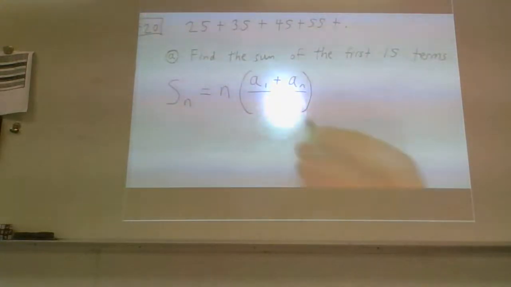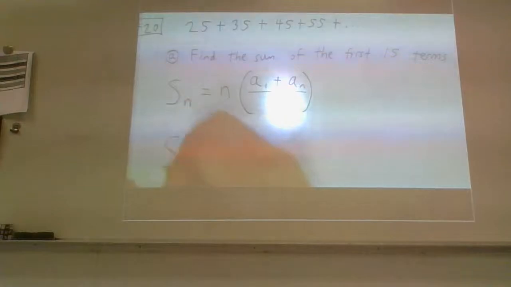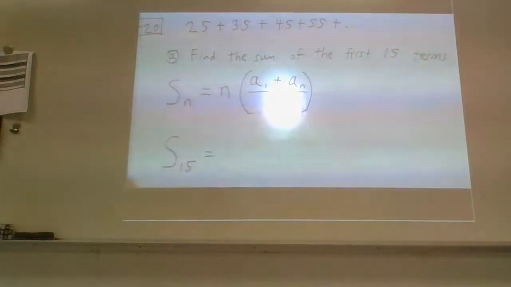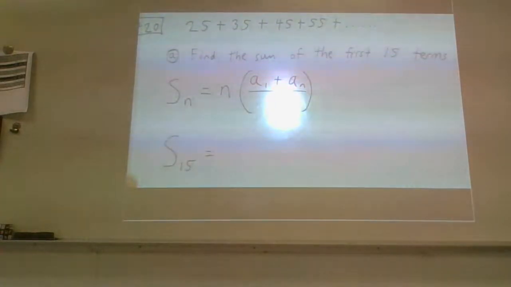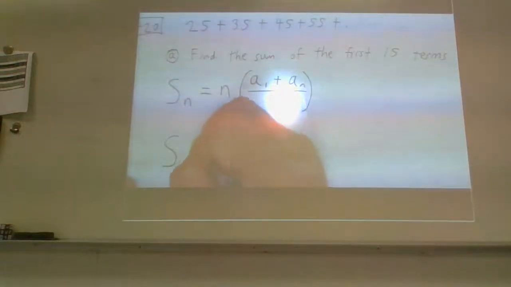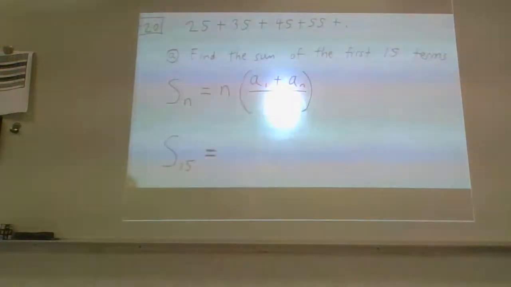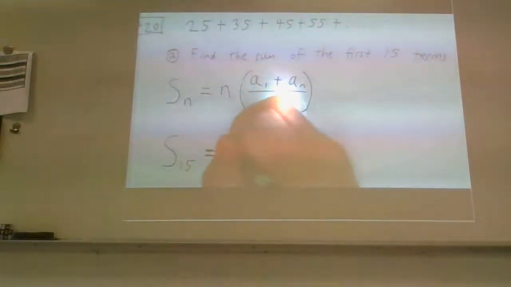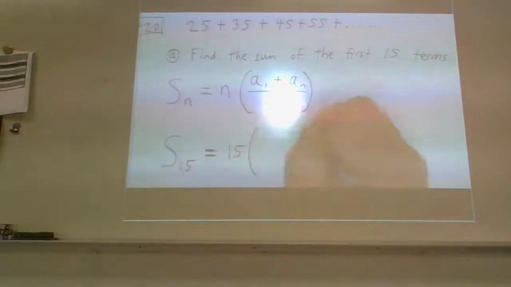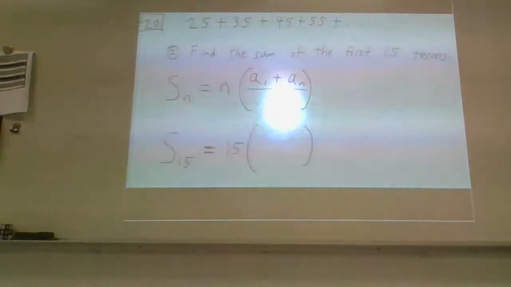Let me plug in some information. First of all, they want me to find the sum of the first 15 terms. Notice what I just wrote down there, S sub 15. Because they want the sum of those terms, all 15 of them, from the first term up to the 15th term. So instead of n, I'm going to put a 15 out front of those parentheses. Because, well, that's what n is in this case.